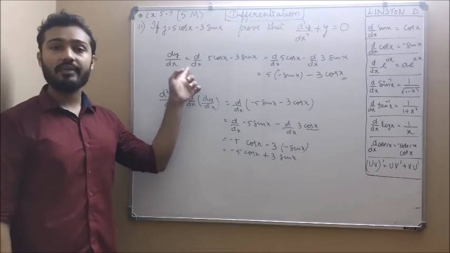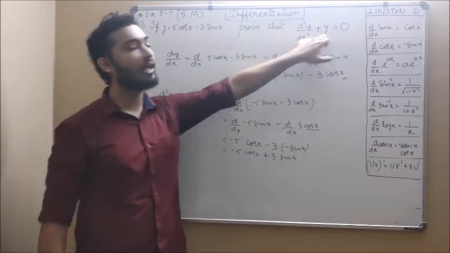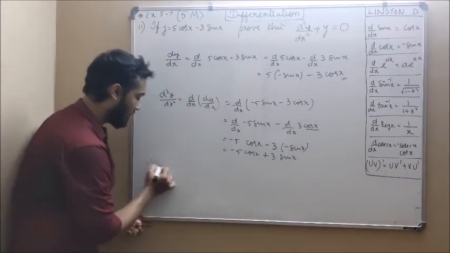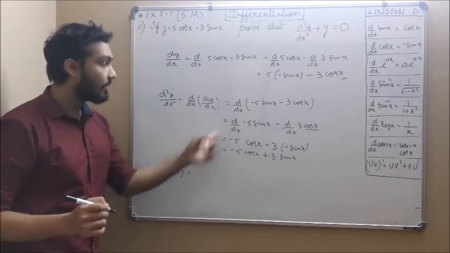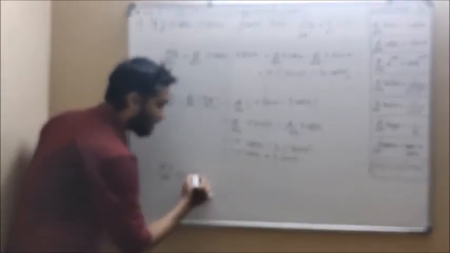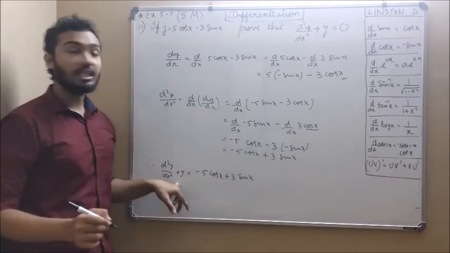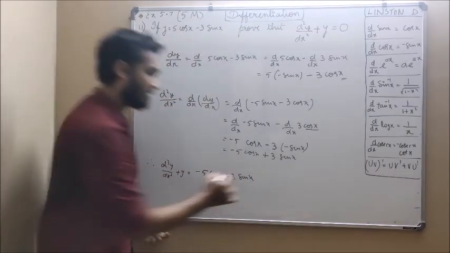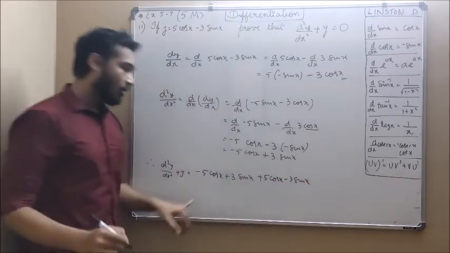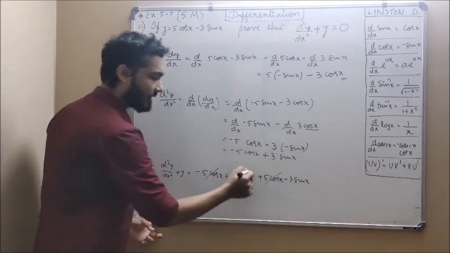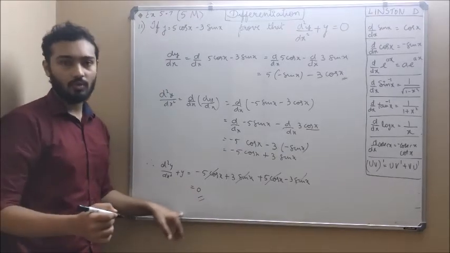So we got the first order derivative, we got the second order derivative. Now we have to prove d square y by dx square plus y equal to 0. So d square y by dx square plus y equal to what? Take this d square y: minus 5 cos x plus 3 sin x, plus y. What is y? y is nothing but 5 cos x minus 3 sin x. So plus 5 cos x minus 3 sin x. Now minus 5 cos x plus 5 cos x, and plus 3 sin x and minus 3 sin x will cancel. So this is equal to 0. So this is what we wanted.